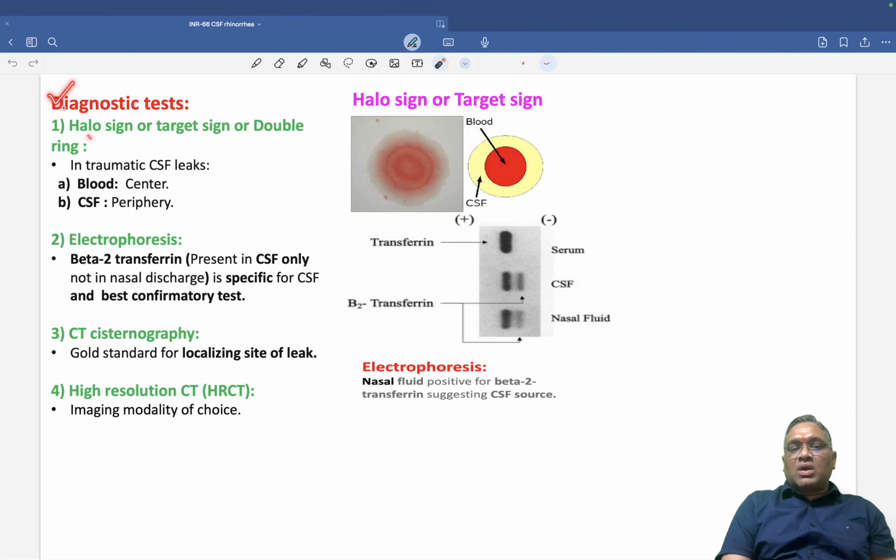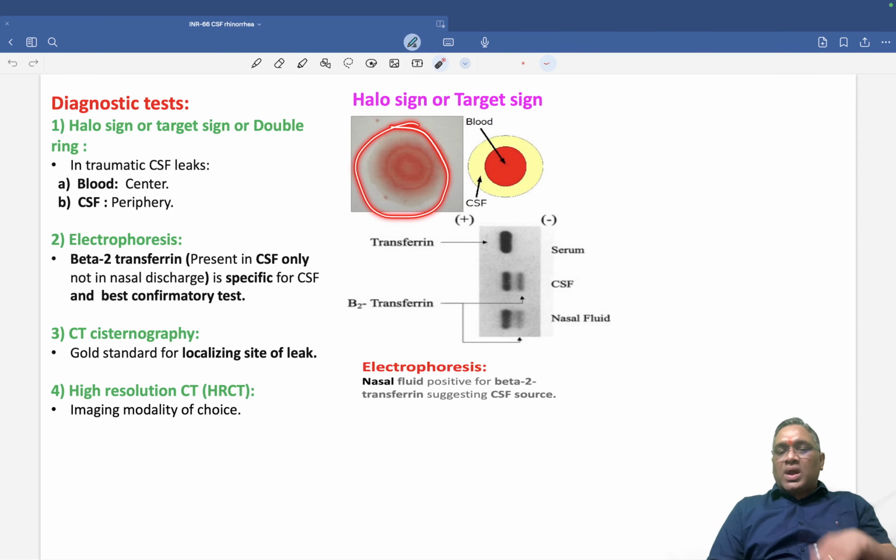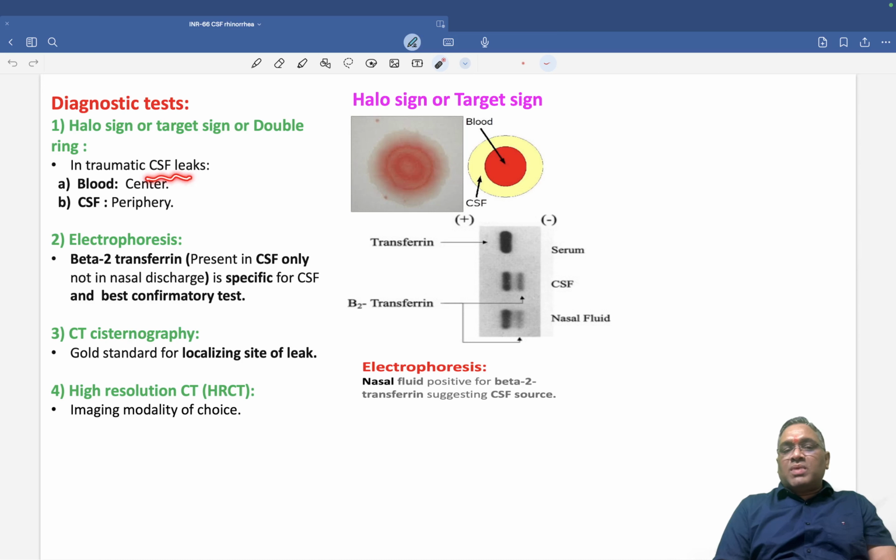And in diagnosis, you will see the halo sign or target sign, also known as the double ring sign, because a halo is present around it. So why is there a halo? Because of the traumatic CSF leak, blood will be in the center, and the peripheral area is made up of CSF, right? So blood is in the center and CSF is in the periphery. This is called the halo sign or target sign.